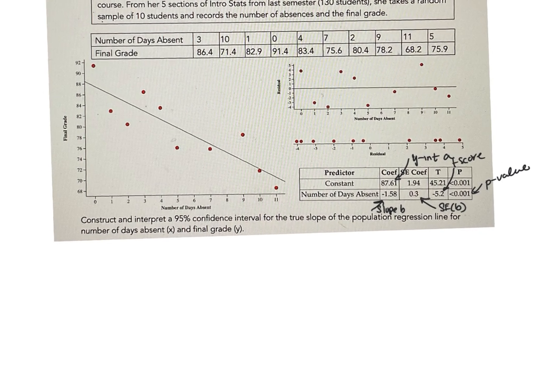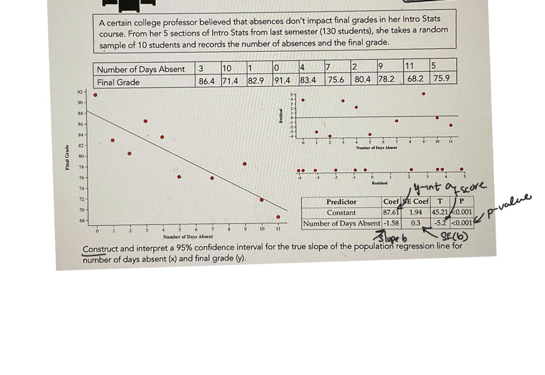So the first thing I need to do is choose the procedure. It says construct a 95% confidence interval. So we are doing a t-interval for slope, beta. Beta is a population slope, so we're going to use beta. And it says the interval for the true slope of the population regression line for the number of days absent and final grade. That's our parameter.